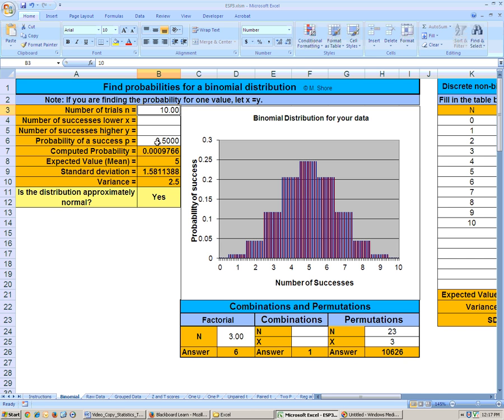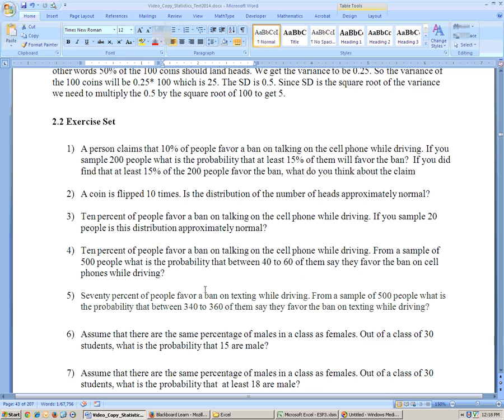So n times p, that's 10 times a half, is 5. Well, 5 is greater than or equal to 5. If the p is 0.5, you get the q by subtracting 1 minus p. Well, 1 minus 0.5 is 0.5, and n times q then would also be 5. So as long as both of those numbers are greater than or equal to 5, which they are, then it's approximately normal. And it says so right here. Okay, let's go on to the next problem.